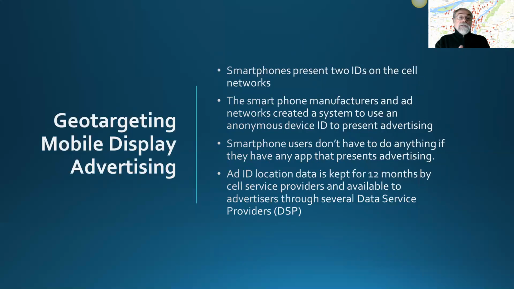The other ID is called an advertising ID. That's anonymous. Your name is not tied to that. It basically puts out location data saying, I'm here, and this is my ID number. And I think it's a 10 or 12 digit number that goes into these cell phone records.